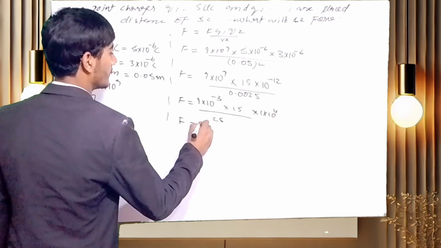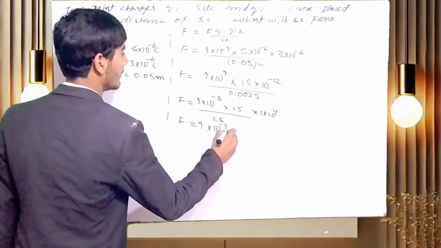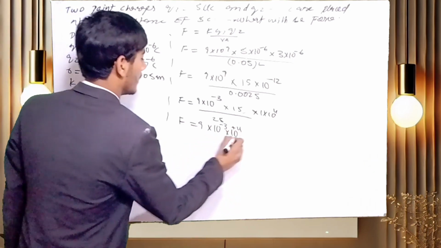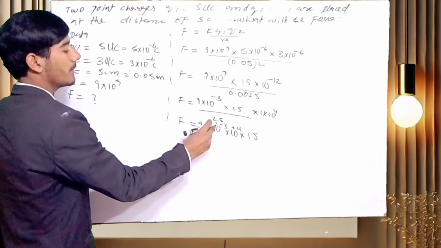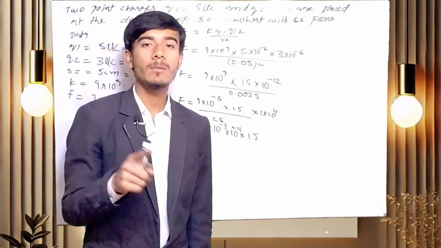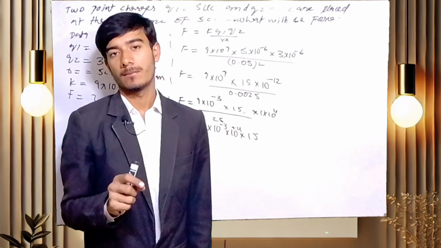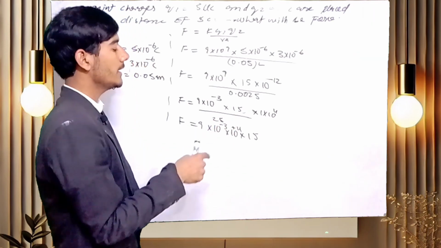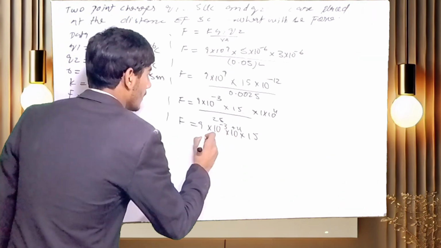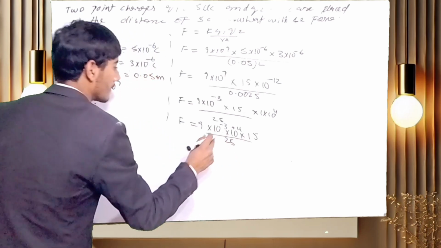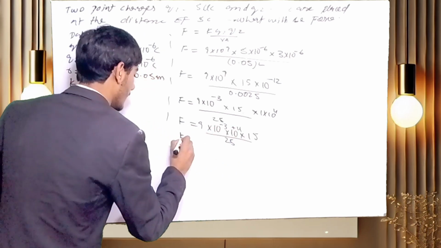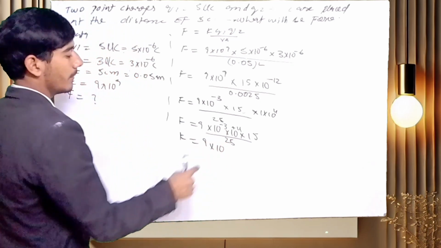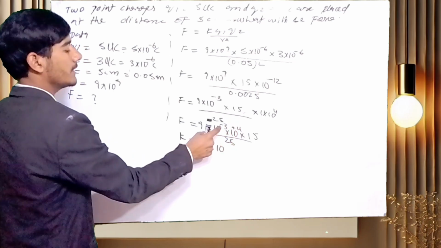Now F is equal to 9 into 10 power minus 3 into 10 power plus 4. You can see that the plus 4 and minus 3, I will subtract but the answer will be written according to the sign. If the sign of positive is greater, then the answer will be positive. 25. So I write it 9 into 10 power 1. That means 9 into 10. Because 10 power 4, 4 minus 3 is equal to 1.